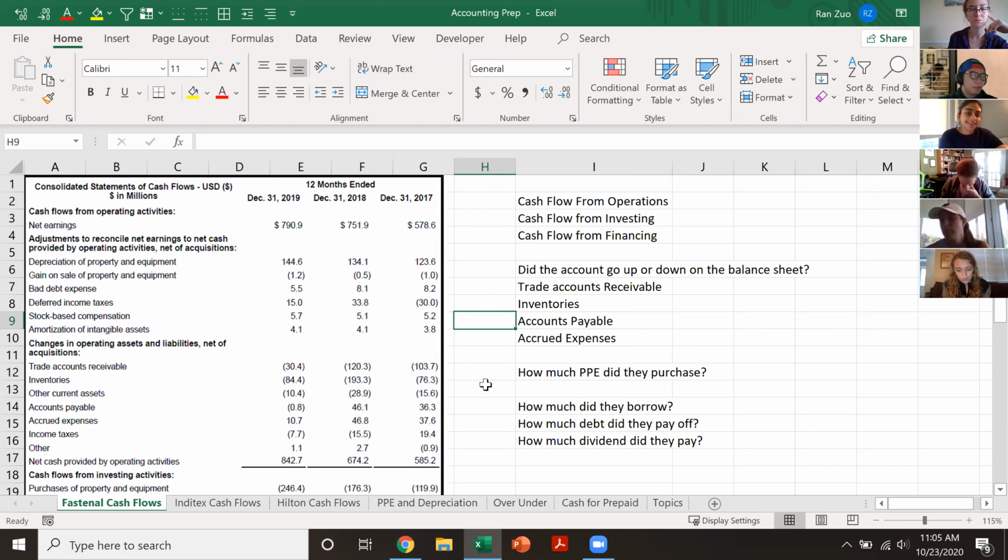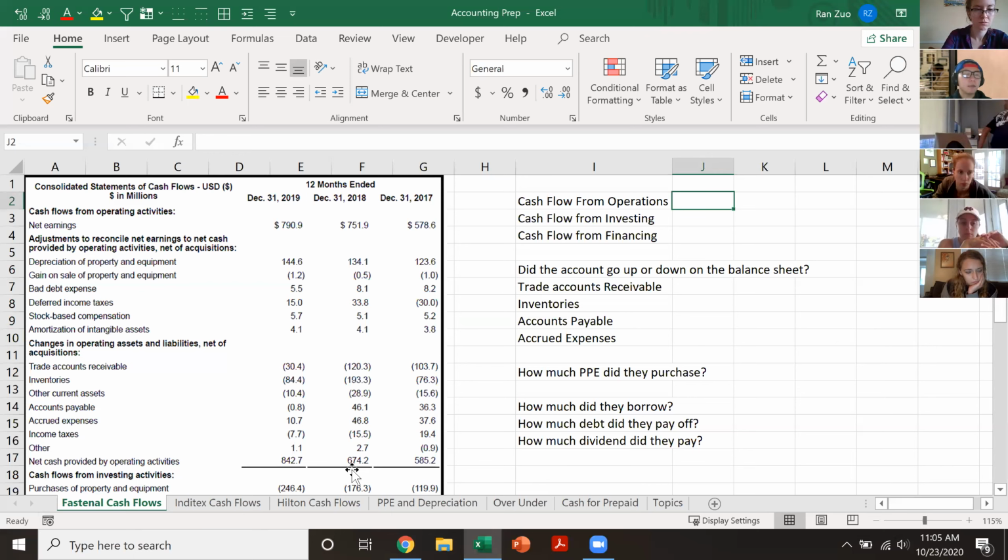Okay, this is the cash flow statement for a company called Fastenal. They make fasteners and tools, a manufacturing company. I just want to go through first base level identification of items on the cash flow statement. So anybody can jump in. Cash flow from operations, what is it?